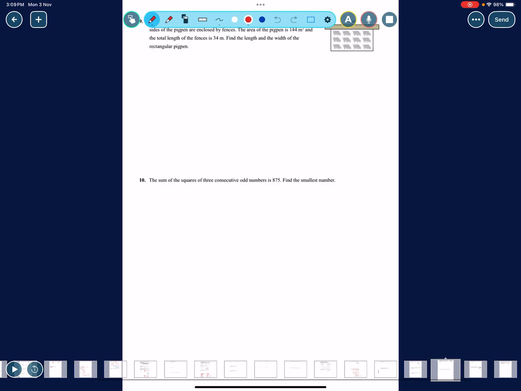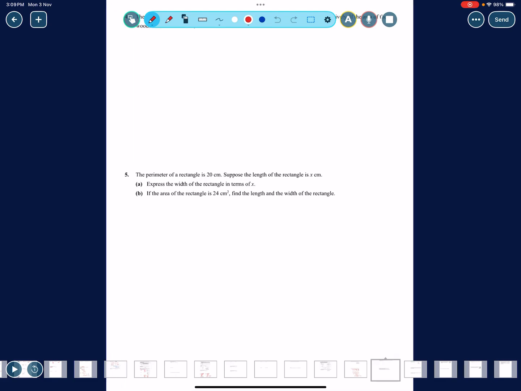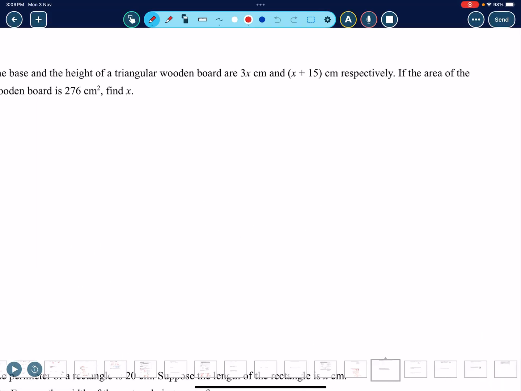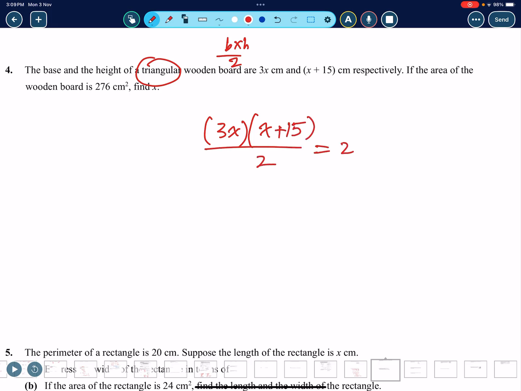Straight up boring. These are difficult already. I'll do one about area. The base and the height of a triangular wooden board are 3x and x plus 15. If the area is 276. So the area of a triangle is base times height divided by 2. Base is 3x times height, x plus 15, divided by 2 equals 276.